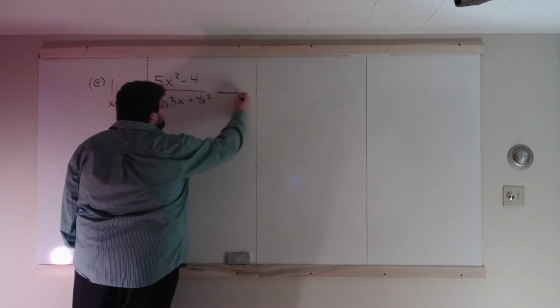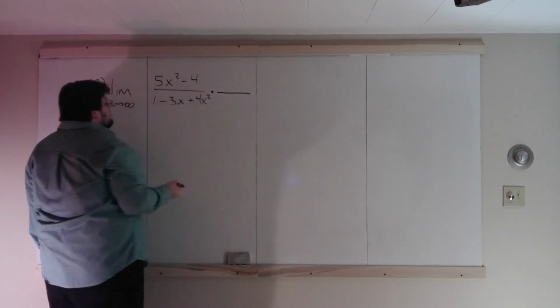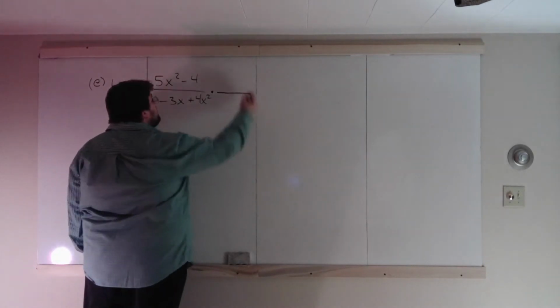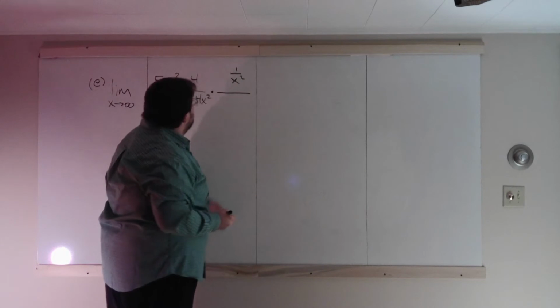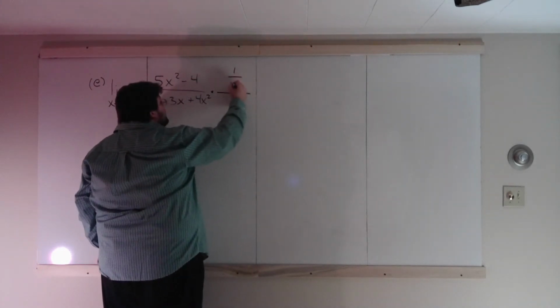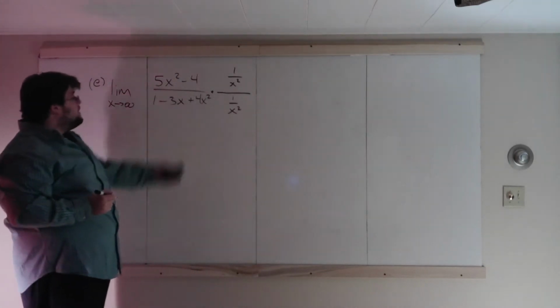How will we use it to simplify it? Well, we're again going to multiply by 1. The largest exponent on the bottom is 2. So the 1 we're going to multiply by is 1 over x squared over 1 over x squared, because the largest exponent on the bottom is 2.